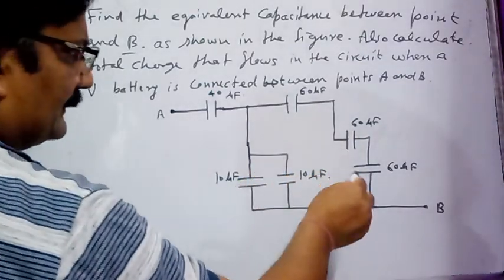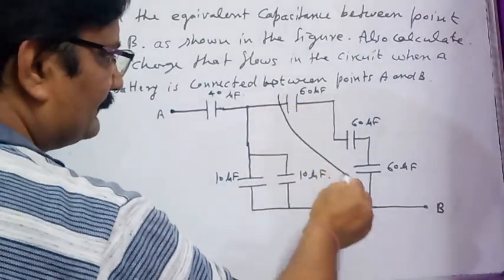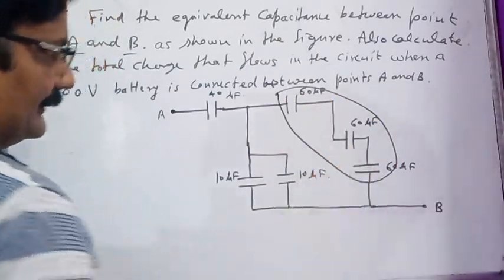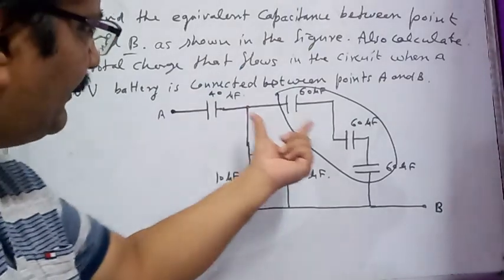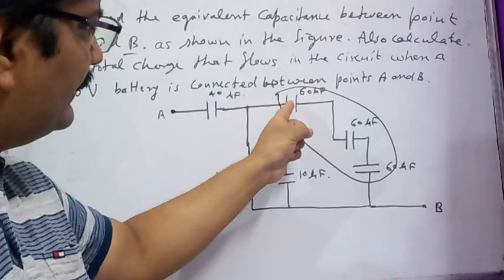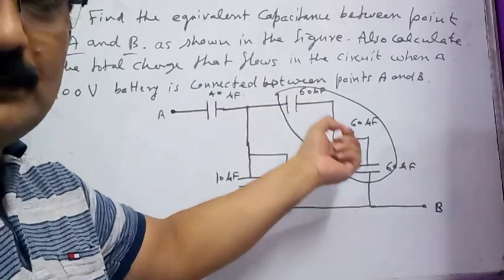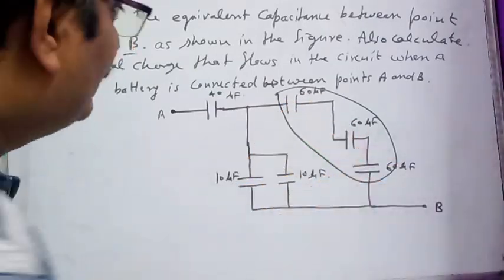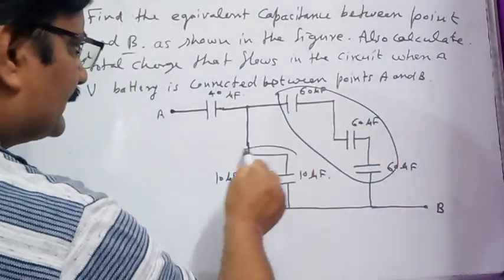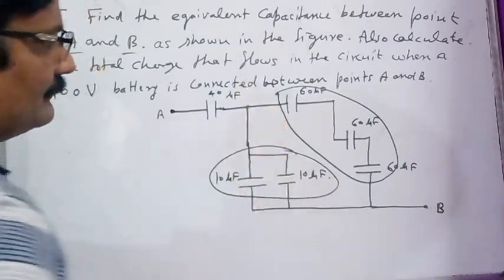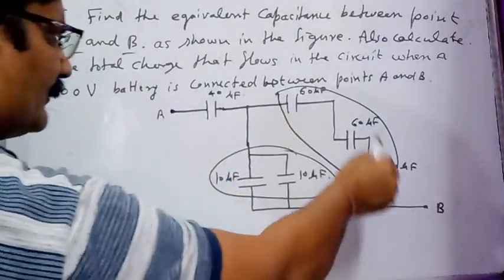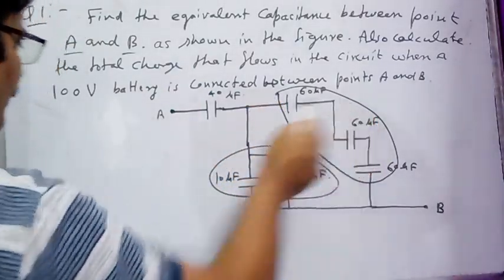Students, in this figure you can see these three capacitors are connected in series. Whatever can be the shape of that connection, but if the capacitors are connected end to end, they are to be considered in series combination. These three capacitors are connected in series and these two capacitors are in parallel. If you solve this series combination, what can be the capacitance of this part?